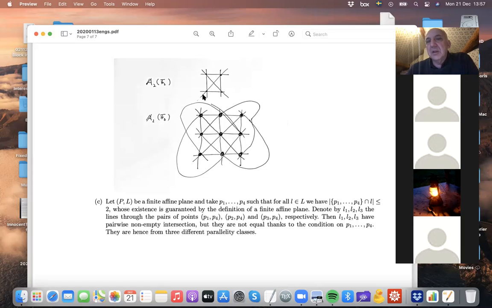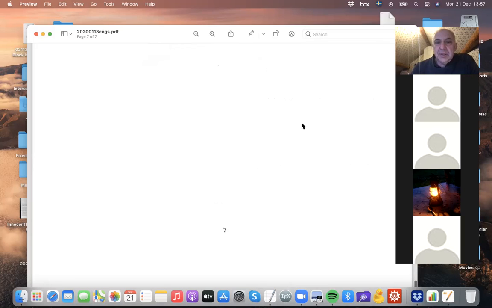So this line cannot be that line, cannot be that line. So these 3 lines are pairwise intersecting at a common point P1, and neither of them can coincide with another. That means that they lie in 3 separate parallelity classes. Okay, I guess this is it.